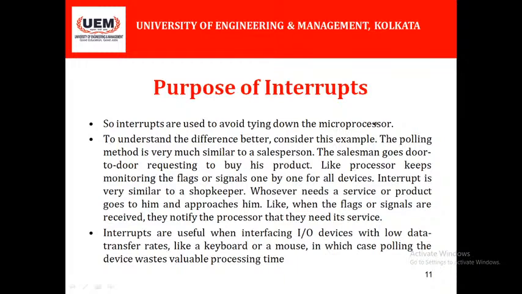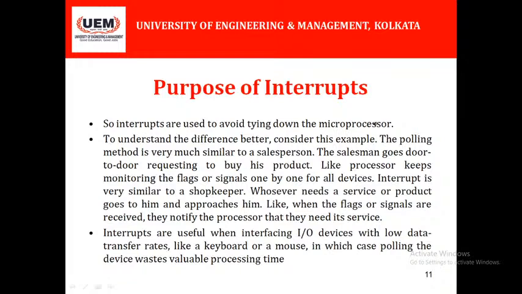So interrupts are used for IO devices with a low data transfer rate, because input and output devices are mostly electromechanical or electro-optical devices, but the microprocessor is typically an integrated circuit, so an electronic device. Naturally, IC devices are much faster than input and output devices, so there is a very slow data transfer rate, like a keyboard or mouse, in which case polling devices wastes valuable processing time.